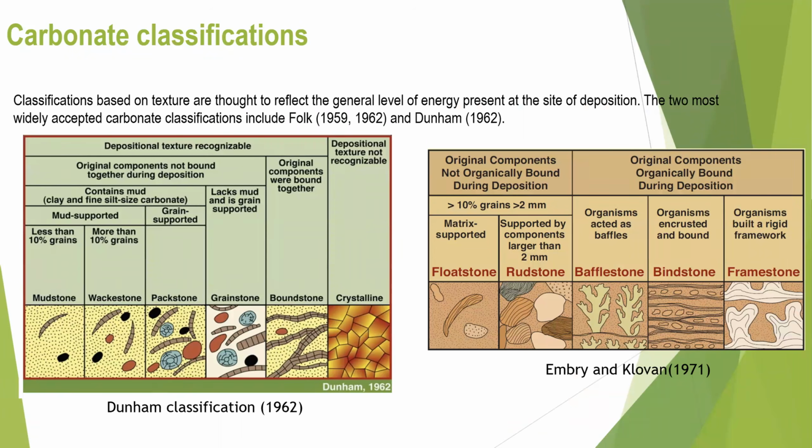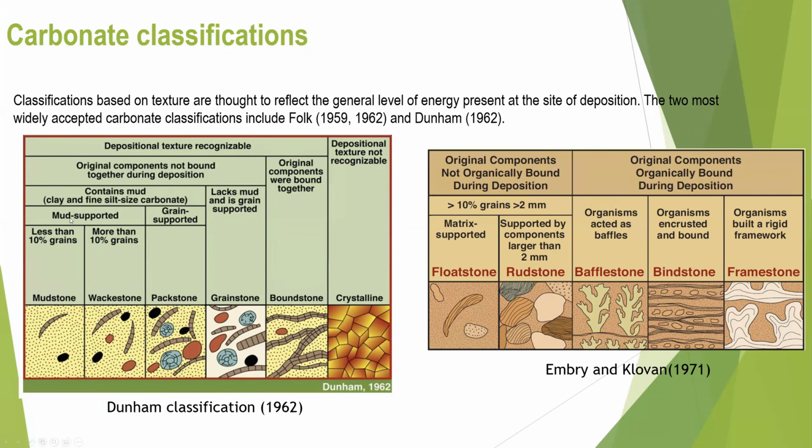Okay, we have so many carbonate classifications, but 2 of them are most accepted by geologists. One of them is from Dunham classification in 1962, and the other one is from Folk. So if you look at this image at the left side, you can see based on mud supported or grain supported, the Dunham categorized the carbonate rocks.